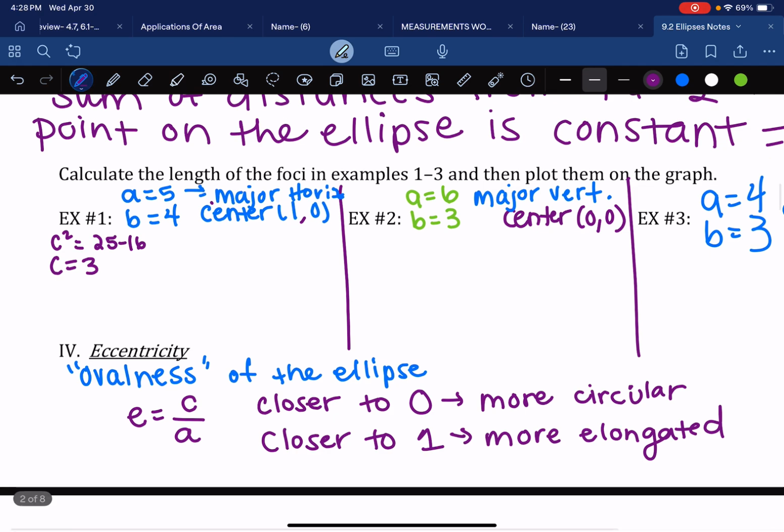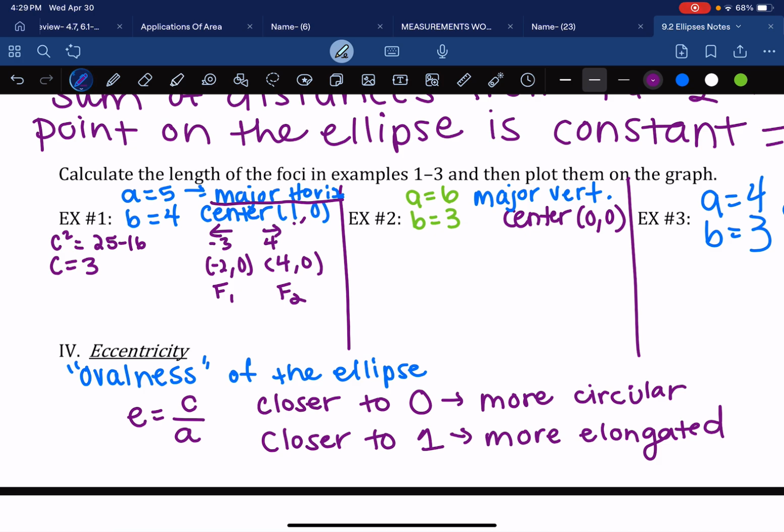All right, if the major axis is horizontal, that's left and right, that means I'm going to be adding and subtracting to the x value. So I'm going to say that 1 minus 3 is -2, 0, and then that'll be focus 1, and then 1 plus 3 will be 4, so that will be (4, 0), which is focus 2.